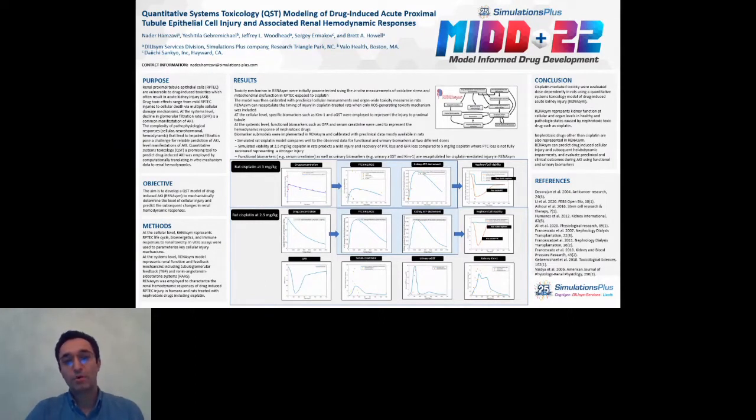So this poster presents our efforts to develop a quantitative systems toxicology model for the prediction of acute kidney injury. And we were looking at its association with renal hemodynamics.